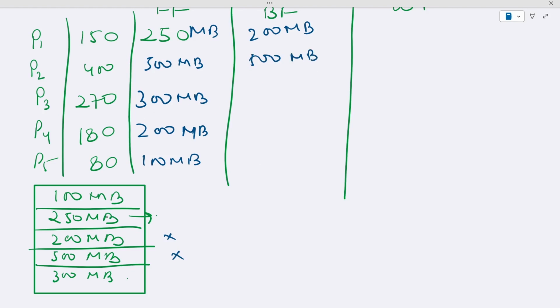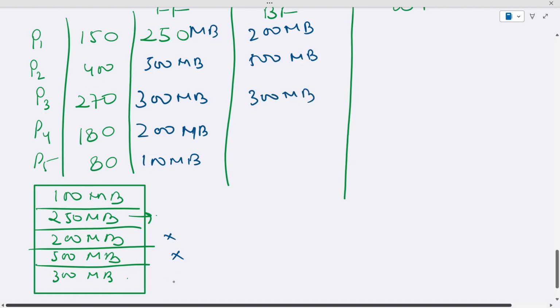P3 is 270. In a similar case, we cannot provide the 100 block to P3 because its size is less than the process size. Between 250 and 300, we choose the block which gives less internal fragmentation. The process size is 270, so 250 is too small, and there is only one block left, which is 300. So definitely P3 goes to 300. Only the last one is left, so that block is used.